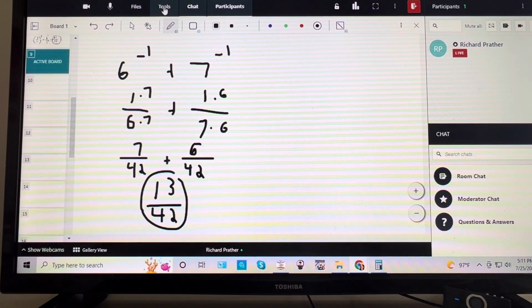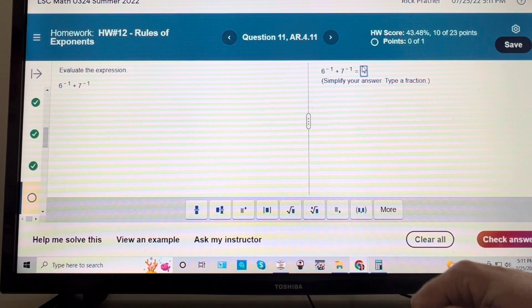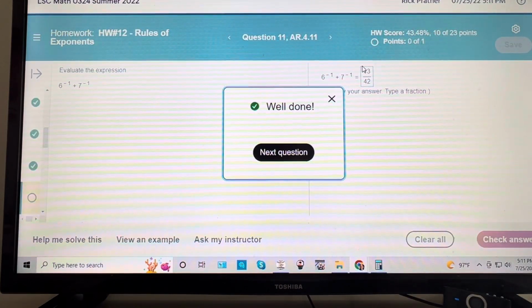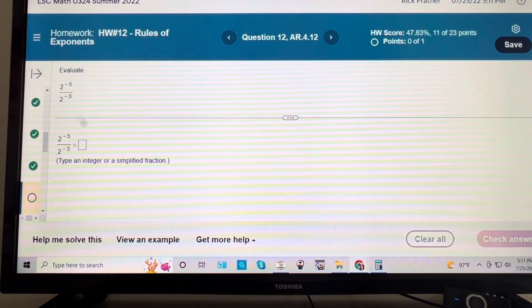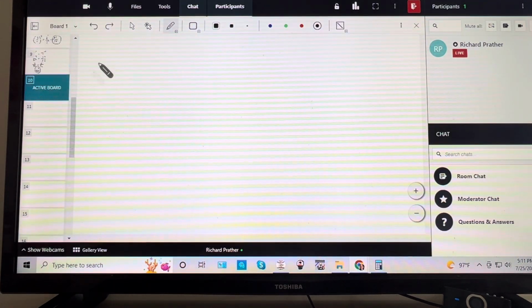So the only rule of exponents here actually was the negative exponent rule. 13 over 42, type a fraction. Okay, this is good. Now watch out because sometimes they both have a negative exponent, but sometimes they don't both have that. So only the ones with negative exponents are going to move.